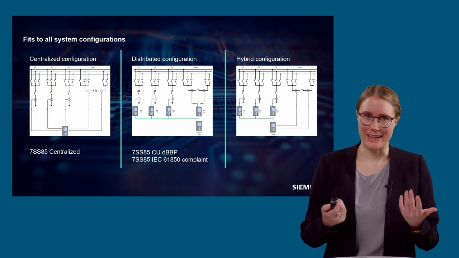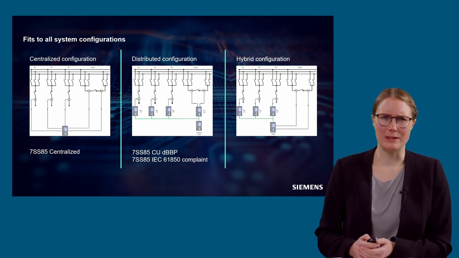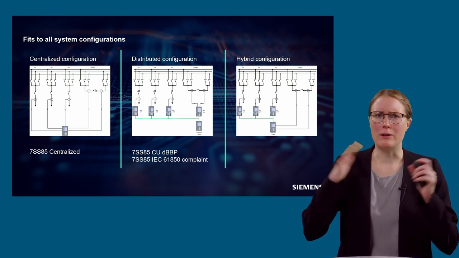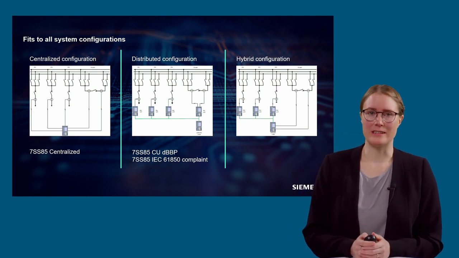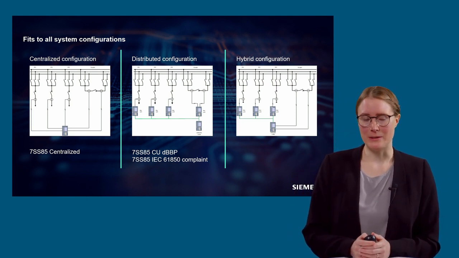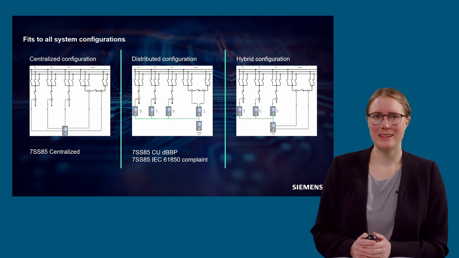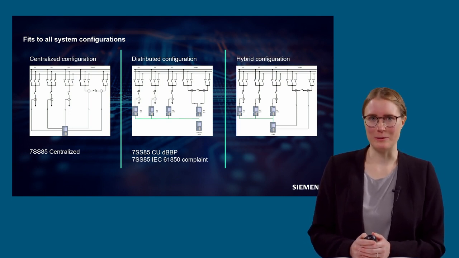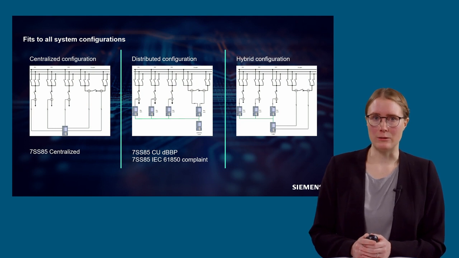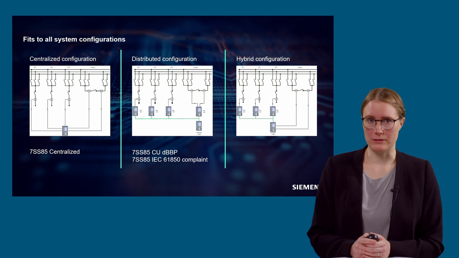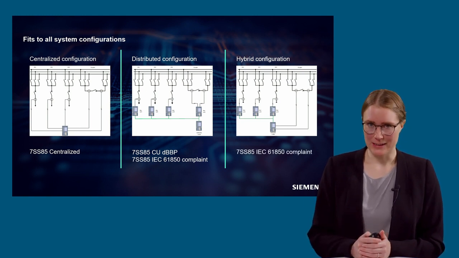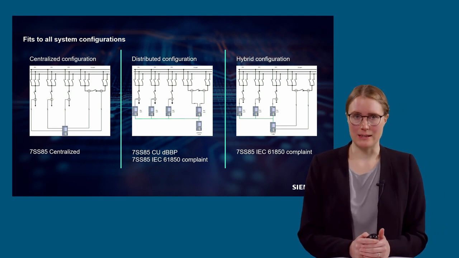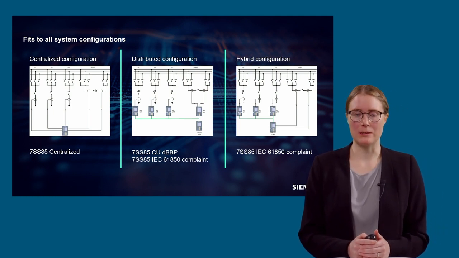Okay, so in this case, the central unit is no longer the overall brain of the system. The bay units have some intelligence as well. You can maybe imagine it like this. With the 7SS85CU solution, the engineering effort is lower and you can realize bigger busbar systems with more measuring points. For the hybrid setup, you must use the 7SS85 IEC 61850 compliant solution.